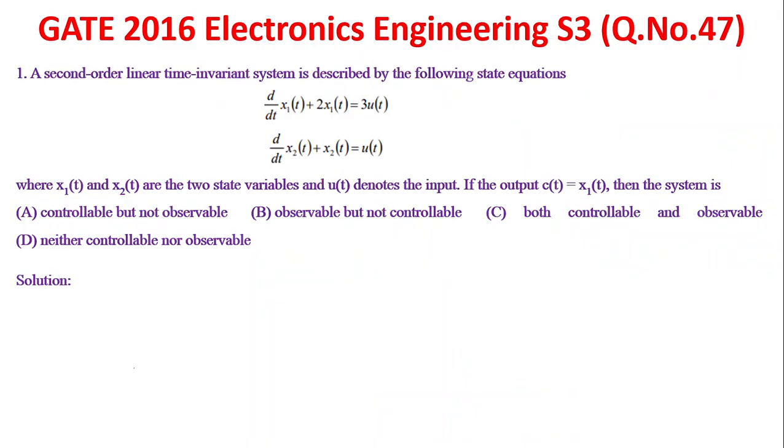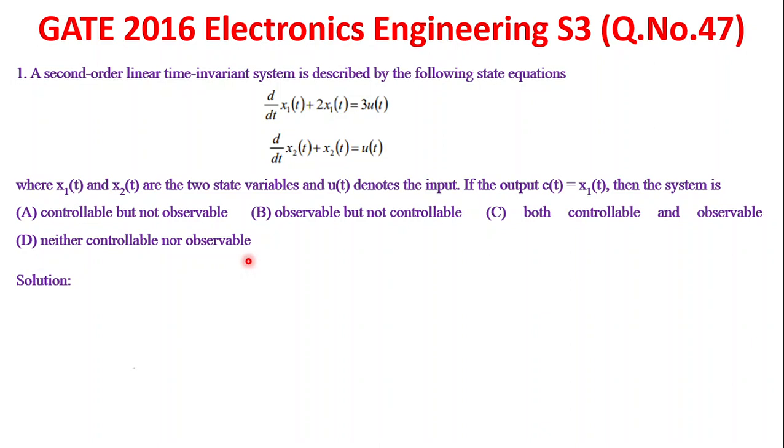The first question was asked in GATE 2016 Electronics Engineering set 3 question paper, question number 47. A second order LTI system, linear time invariant system, is described by the following state equations, where x1, x2 are state variables, u denotes the input. If output c of t is equal to x1 of t, then the system is: controllable, observable; not observable, observable; not controllable, both controllable, observable; neither controllable nor observable.